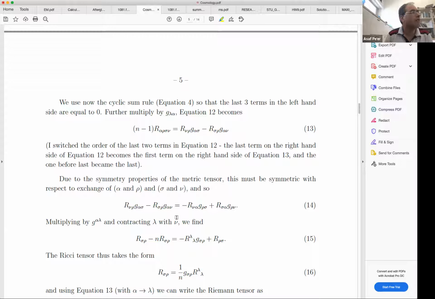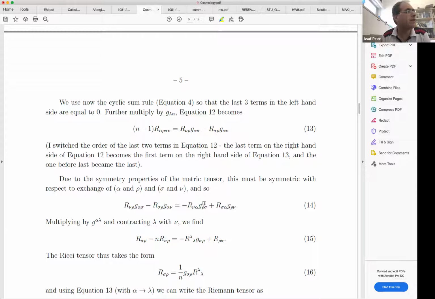Then here I have G alpha lambda, G alpha nu, so that gives me a delta lambda nu. When I contract with lambda and nu, I get an n, right, with the dimensions. So that's a minus n times R sigma rho.